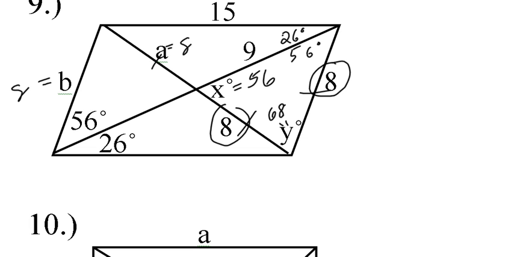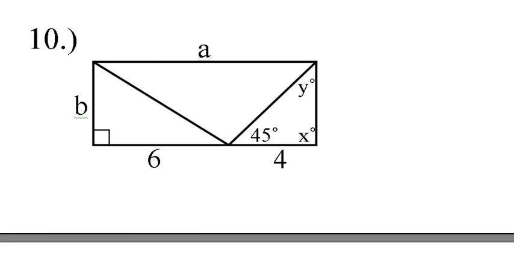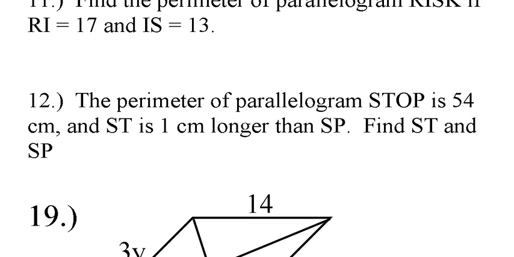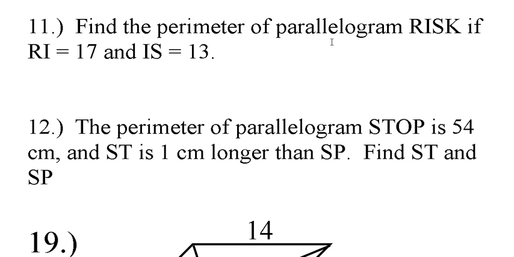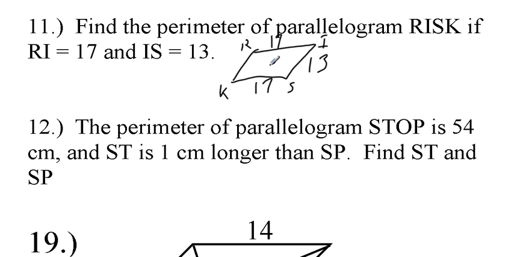Number 11. We're supposed to find the perimeter of parallelogram RISK. All right, so I'm going to draw RISK. If RI is 17 and IS is 13, to find the perimeter, we just know that opposite sides are going to be congruent. So we have 34, which is 17 plus 17, and 13 times 2 is 26. So the two of these added together is 60.